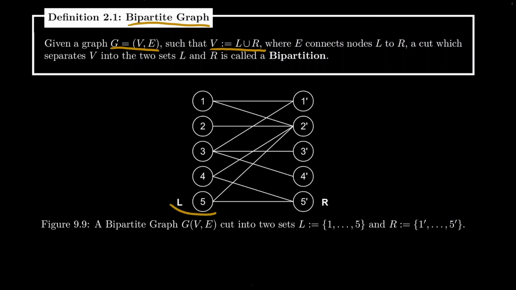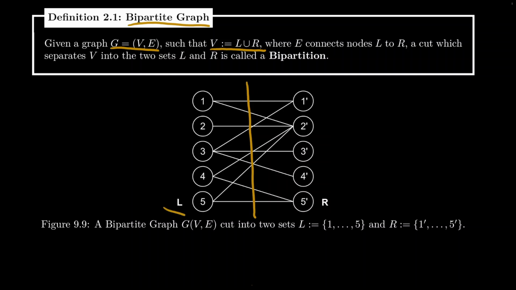So we have down here, we have L, which is comprised of 1 through 5. We have R, which is comprised of 1 prime through 5 prime. So we have these two sets right here. And where E connects L to R, so we have these connections going from L to R or R to L, a cut which separates V into two sets L and R is called a bipartition. So here we've made it pretty easy to create a bipartition since we've labeled these L and R. So we can easily just create this line in the center and create a bipartition.